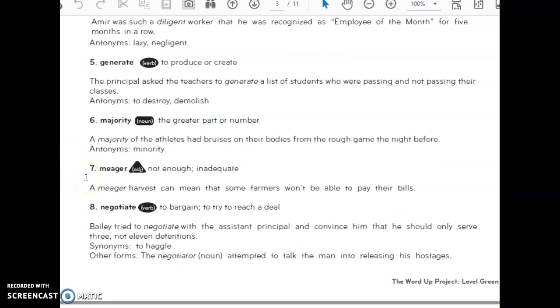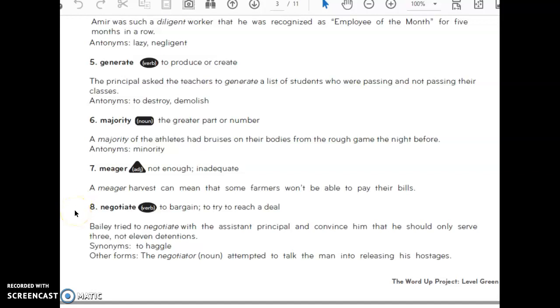7, meager is an adjective, which means not enough or inadequate. If you have a meager dinner, it means it wasn't enough, you weren't full. A meager harvest can mean that some farmers won't be able to pay their bills.